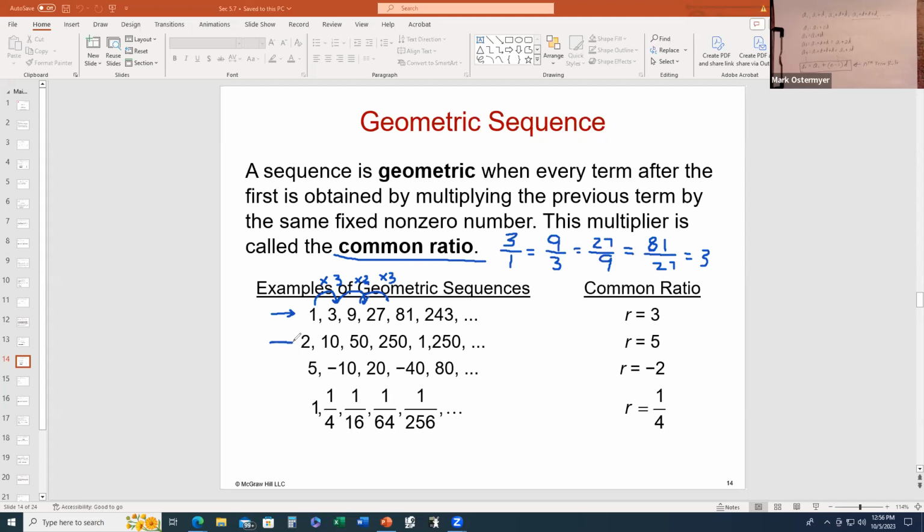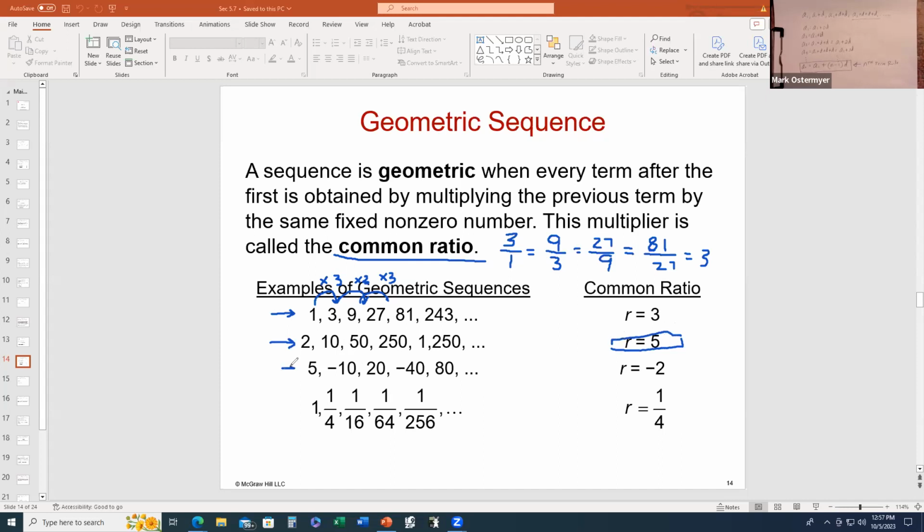Here's another geometric sequence whose common ratio is going to be 5. To find it, it's a simple matter of dividing 10 by 2, or dividing 50 by 10, or 250 by 50, or 1250 divided by 250. You'll get a common ratio of 5.